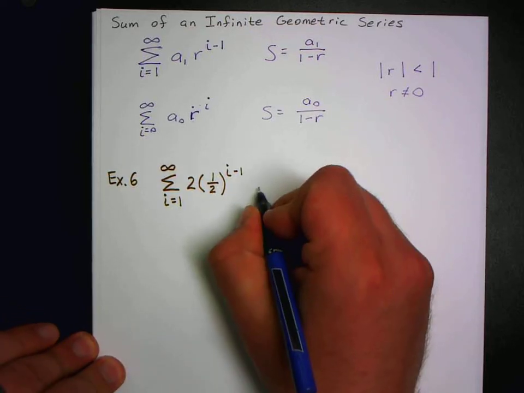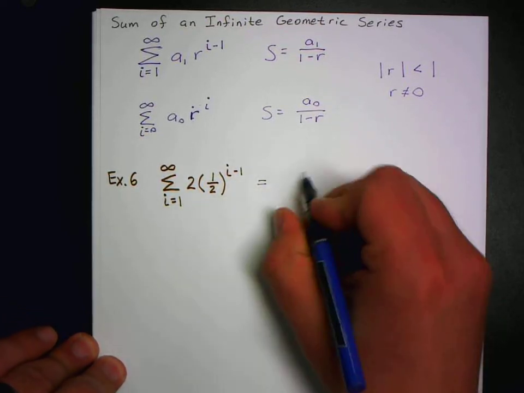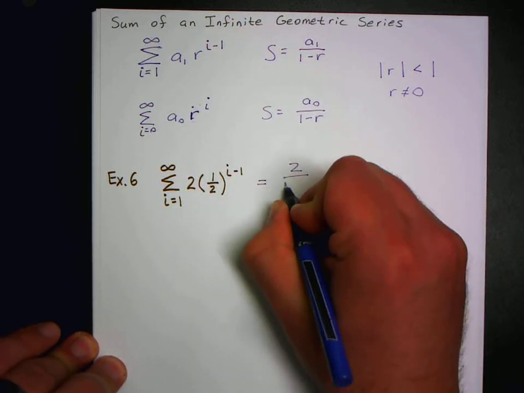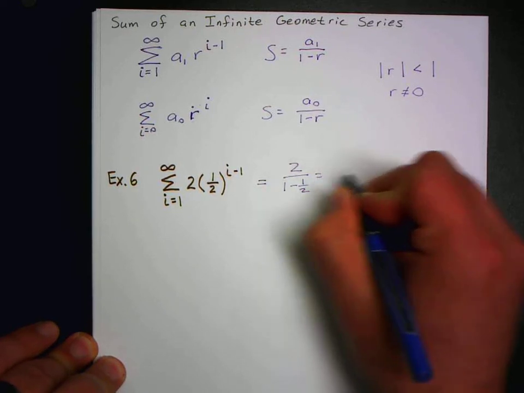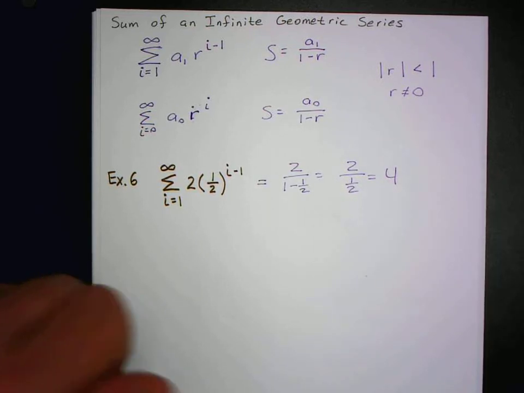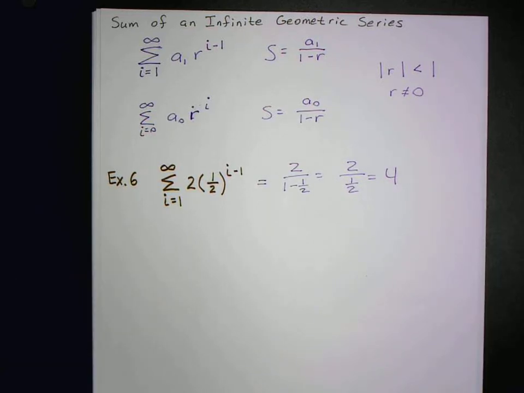So, like in this case, this is going to be equal to 2 divided by 1 minus 1/2. So that's 2 divided by 1/2. So this converges to 4. So if you took all those terms, which you can never write out all those terms, but if you could add all those terms together, eventually it would equal 4. So the more terms you write out and you add together, the closer and closer it gets to 4.